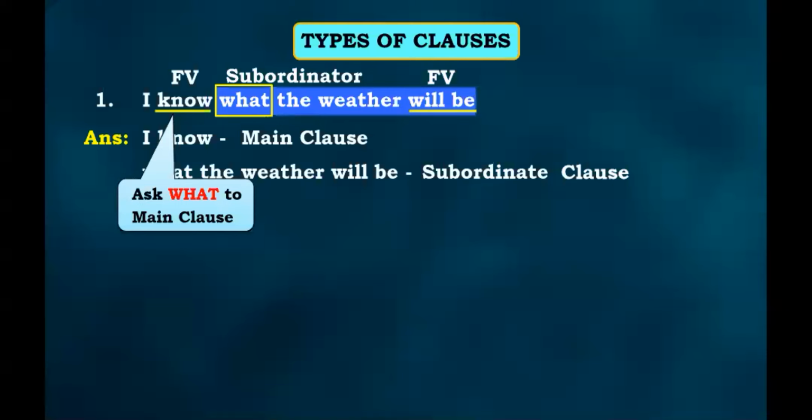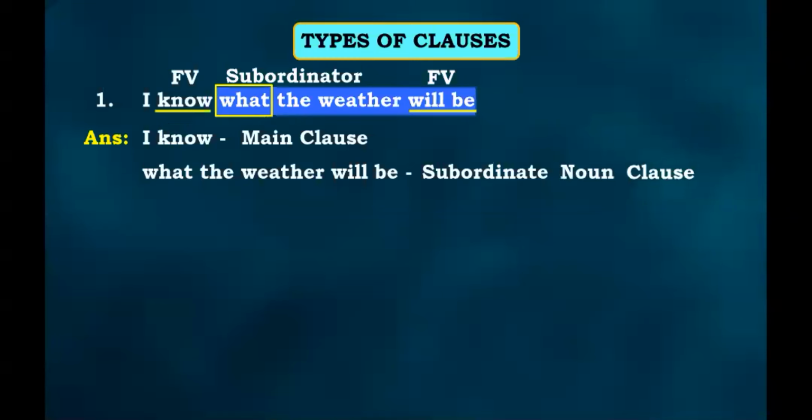So when you ask the question what to the main clause and the subordinate clause answers it, it becomes your noun clause. Please listen to this very properly. When you ask the question what to the main clause and the subordinate clause answers it, then your subordinate clause becomes your subordinate noun clause. Alright? So here it will be subordinate noun clause. So just mention it somewhere.